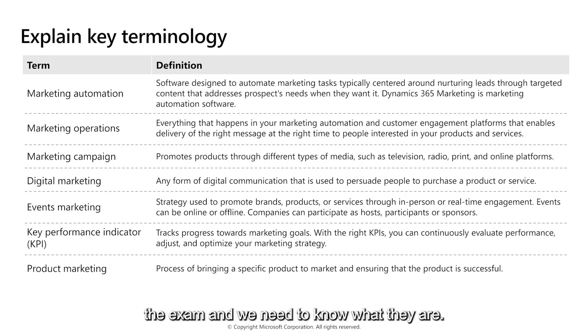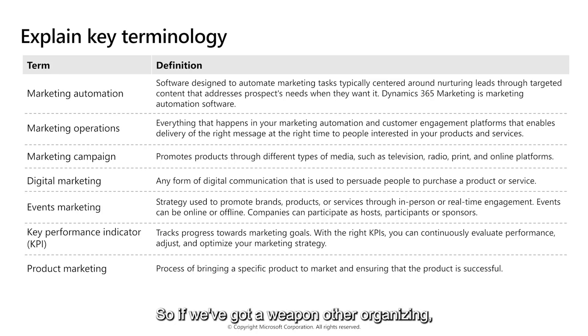know what they are. So marketing automation is around the automation software available for us to help make things better. Marketing operations is about everything that happens within the marketing automation and platform to enable delivery of the right message to people at the right time who are interested. Campaigns are sent out to different groups of people who we specify. It's aimed to promote products or services, and through different types of channels such as television, radio, or different online channels as well. Digital marketing is around any communication that is digital.